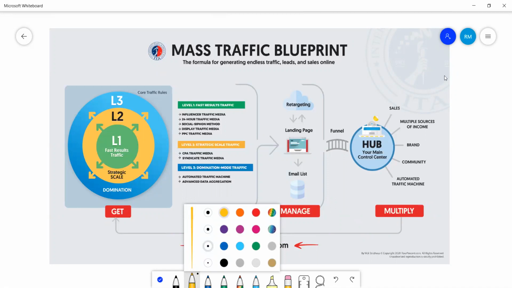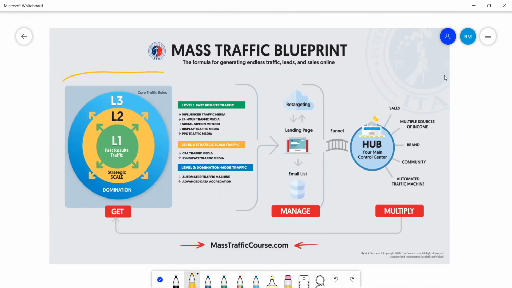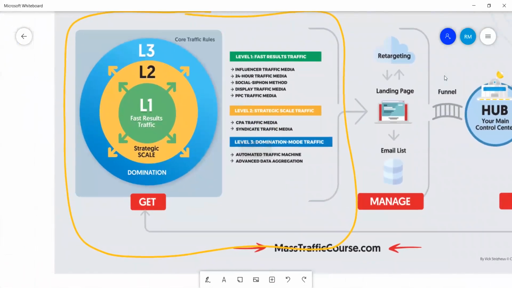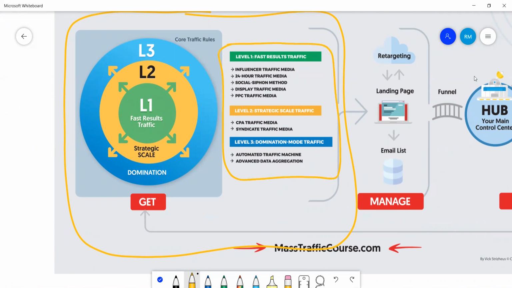So the get part is this here. There's three levels of traffic. So we're gonna move on this one, and I'm gonna make it a little bigger here. So there's three levels of traffic, right? There's level 1, level 2, and level 3. And if you look here, these are what the descriptions are, right? Excuse me, level 1, level 2, level 3. And that's what I'm going to be talking about tonight. And all these things are aimed at getting traffic to your business, to your website, to whatever it is that you're trying to get traffic to.